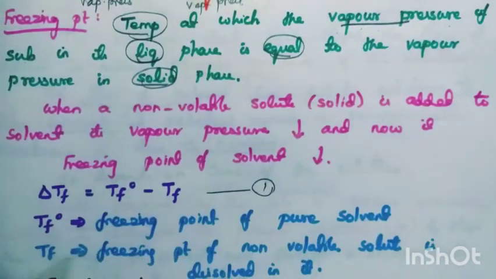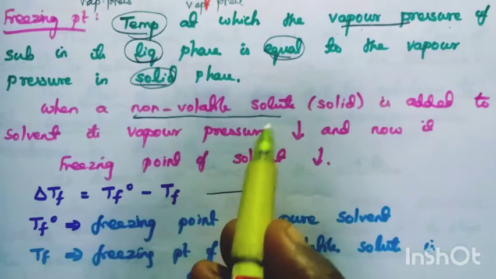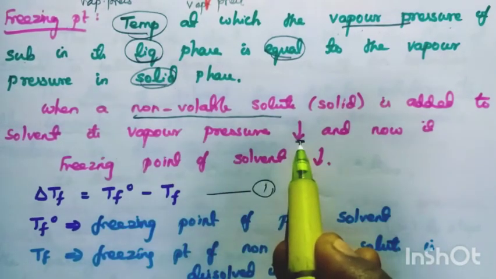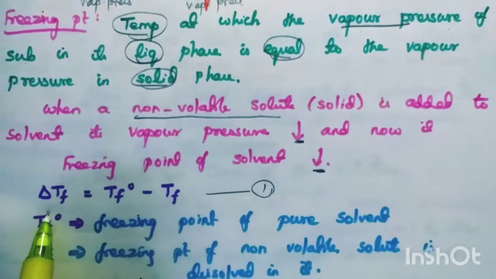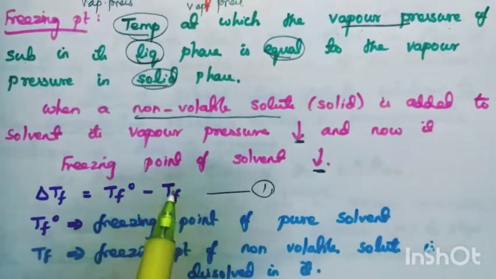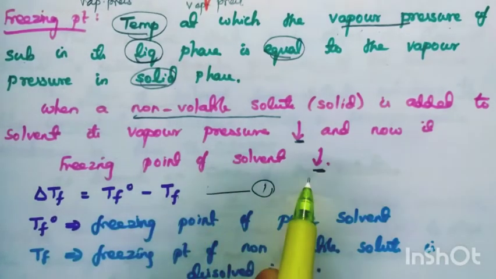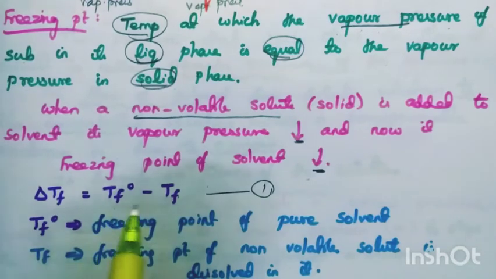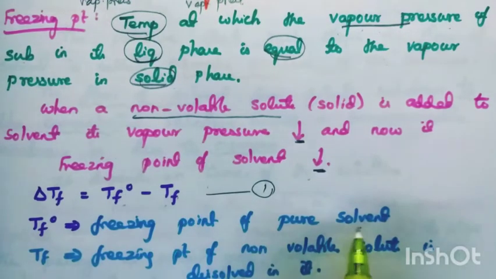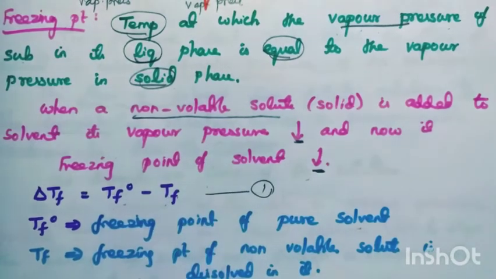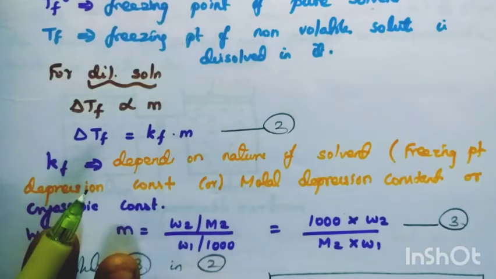Now, what happens when a non-volatile solute is added? The vapor pressure decreases and the freezing point also decreases. Delta Tf is equal to Tf naught minus Tf, whereas for boiling point it increases, so Tb minus Tb naught. Here it decreases, so Tf naught minus Tf. What is this naught? It is for the solvent, and Tf is for the solution. We have to write this for a dilute solution.